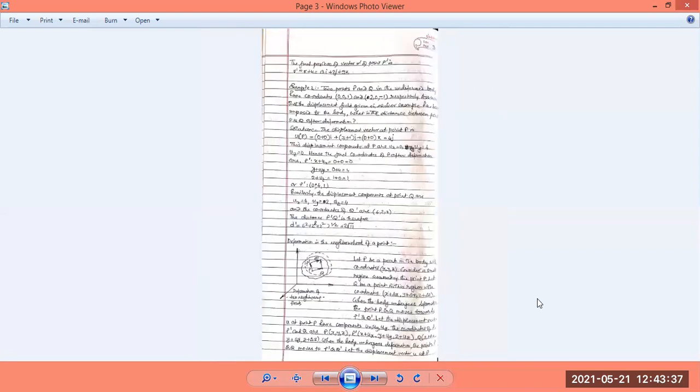Now when the body undergoes deformation, the points P and Q move to points P dash and Q dash. So the displacement vector u at P, I am just expressing it.